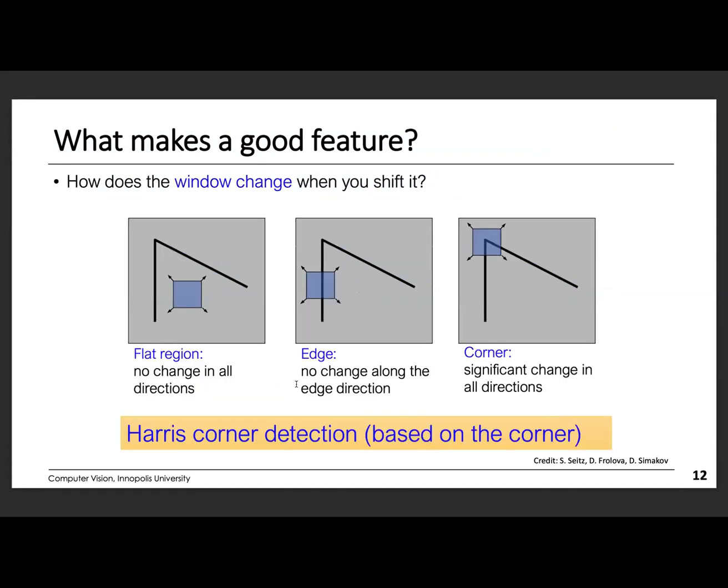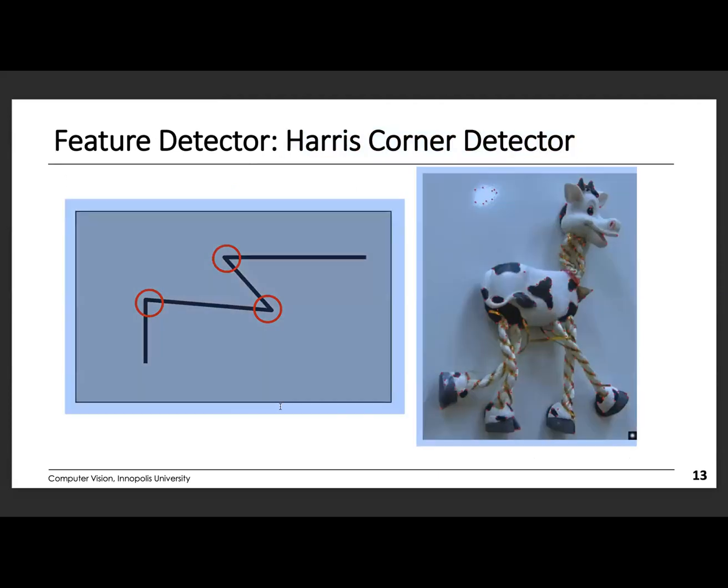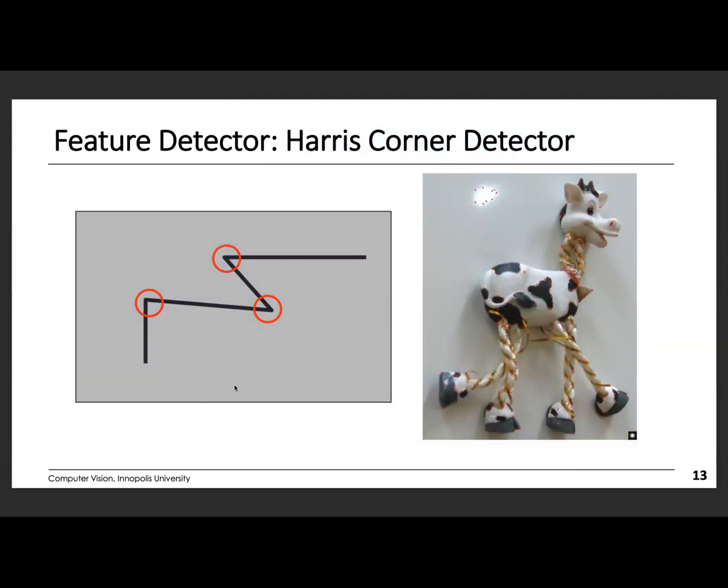Okay, so exactly that, right? No change at all in any direction, no change along at least one of these two directions. And then here, when it comes to a corner, we have a significant change in all of the directions. So the Harris corner detection algorithm is based on corners, as its name suggests. Here, for example, is an example of what the Harris corner detector would try to detect. It would aim for detecting places exactly like this.